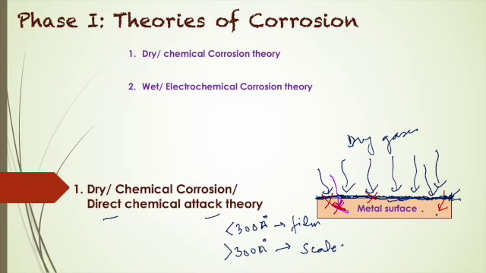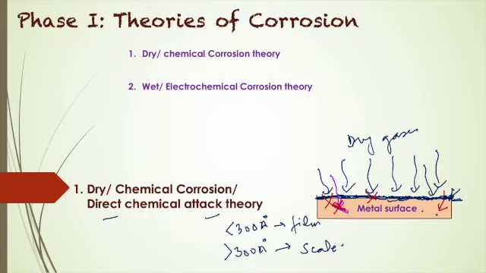Actually, direct chemical attack by the dry gases on the piece of any metal at atmospheric temperature is a very uncommon phenomenon that is observed. However, whenever corrosion takes place by direct chemical attack, a solid film of the corrosion product is formed on the surface of the metal, usually as we have shown over here, which then further protects the underlying metal from getting further corroded.